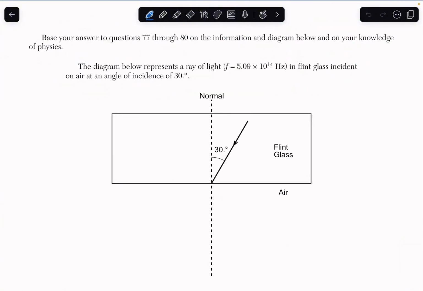Base your answer to questions 77 through 80 on the information and diagram below. The diagram below represents a ray of light, F equals 5.09 times 10 to the 14th hertz, in flint glass incident on air at an angle of incidence of 30 degrees.